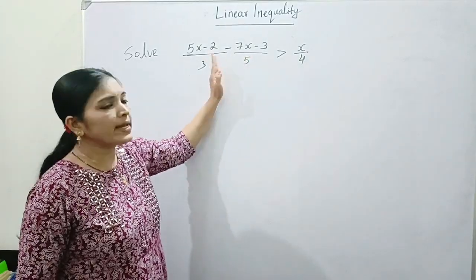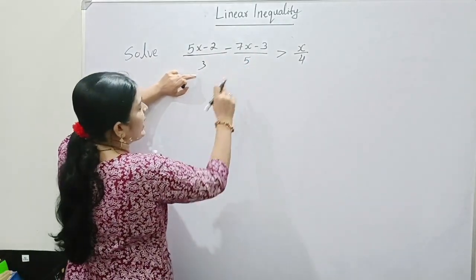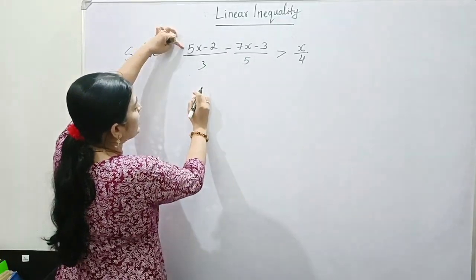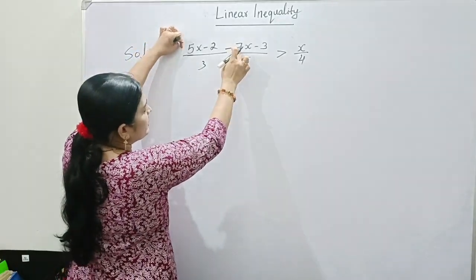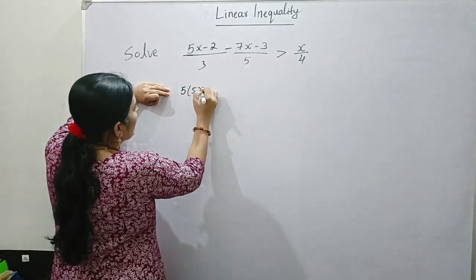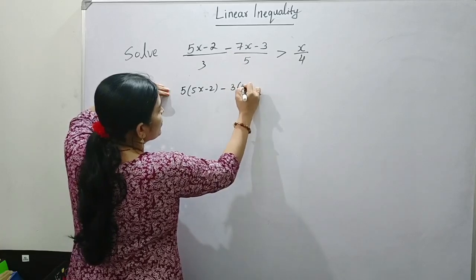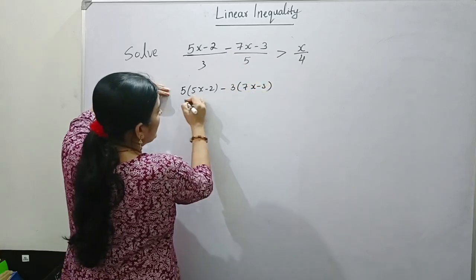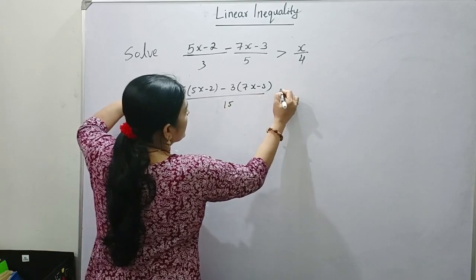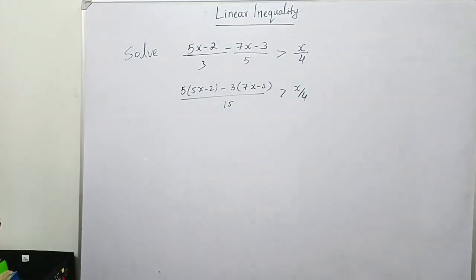So let us take the LCM. Here 3 and 5, the LCM is 15. So multiply by 5 here, multiply by 3 here. So 5 into (5x minus 2) minus 3 into (7x minus 3), divided by 15, greater than x divided by 4.